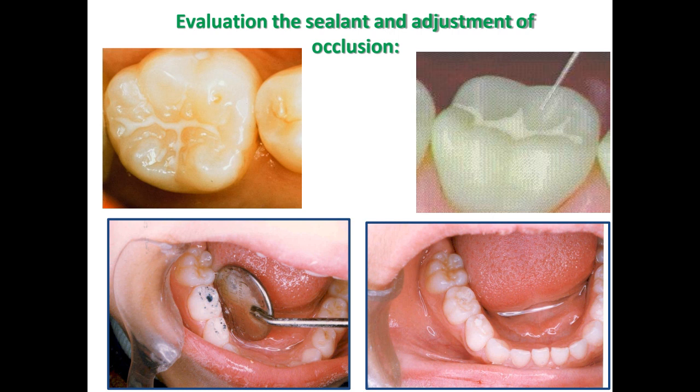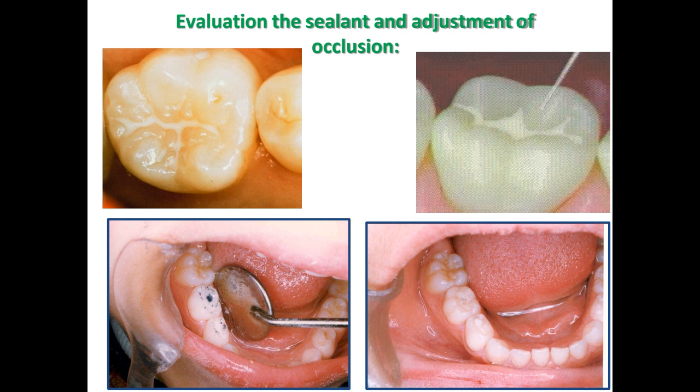Once you place the sealant and cure everything, take a probe and probe along the pits and fissures. If the sealant has completely flowed onto all the pits and fissures, there will be no catch. If there is a catch after you place the pit and fissure sealant, it means you have left out some amount of pits and fissures. So, you need to seal them back.